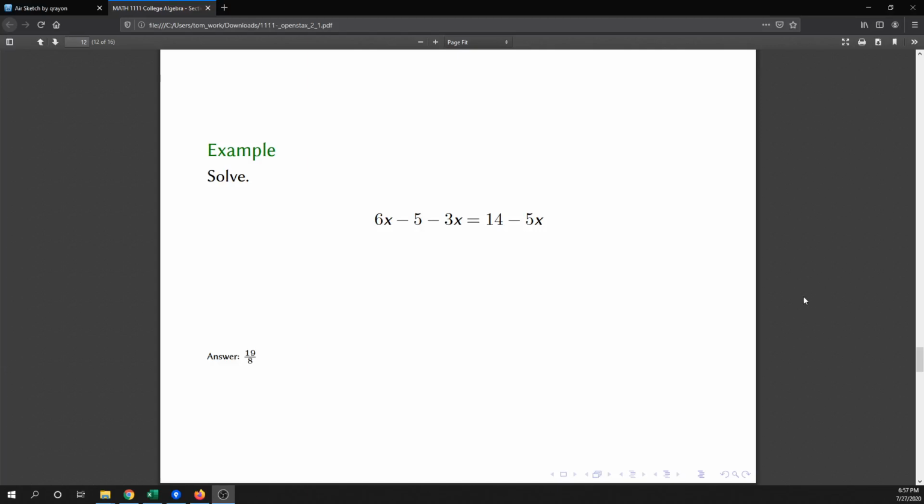In this video, we are going to solve the equation that's displayed here. This is a linear equation. And before we jump into the solution, I just want to quickly remind you of the general steps for solving linear equations.